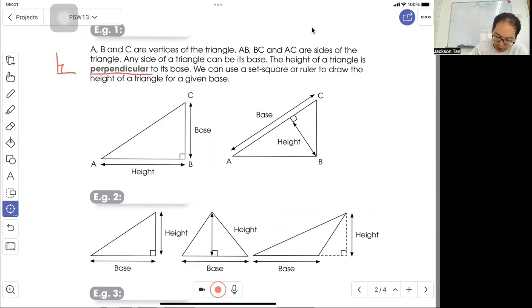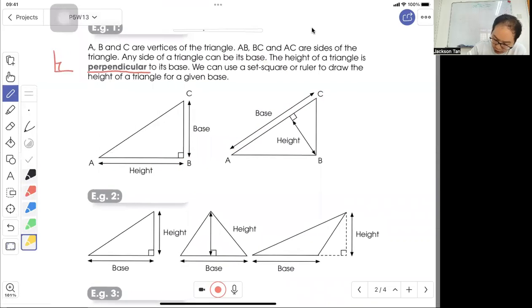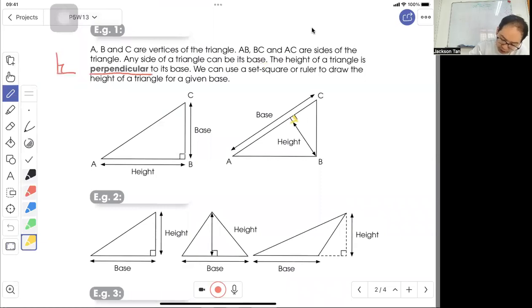So if the base is here, the height will be here. If the base is here, the height will be here. Can you see a right angle has been formed, perpendicular?